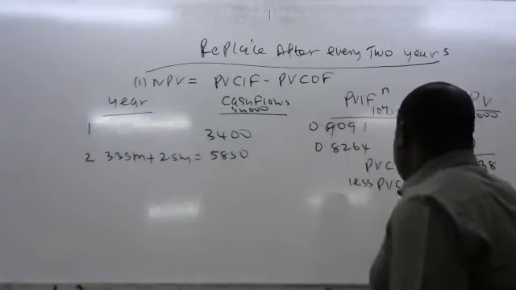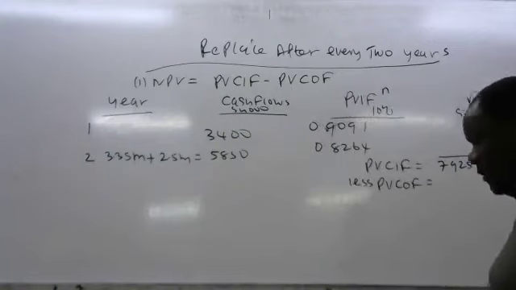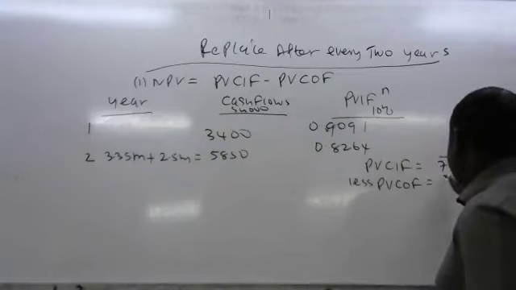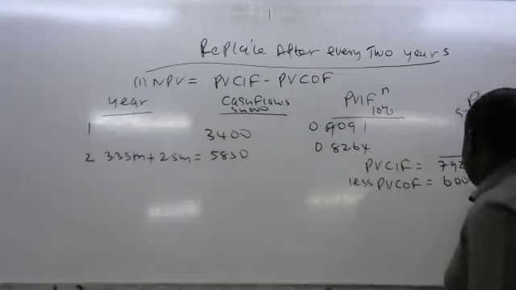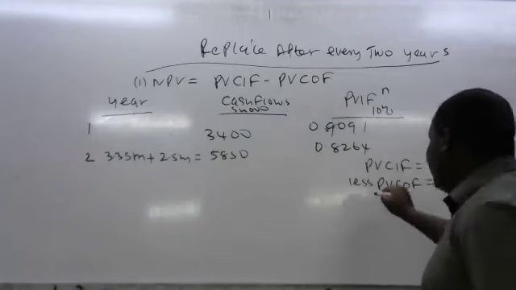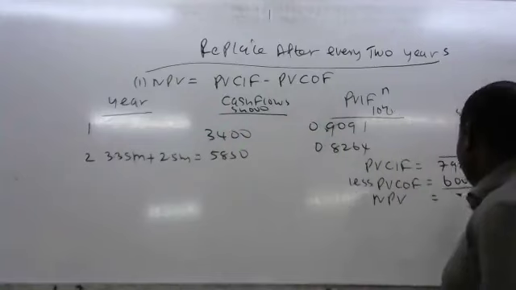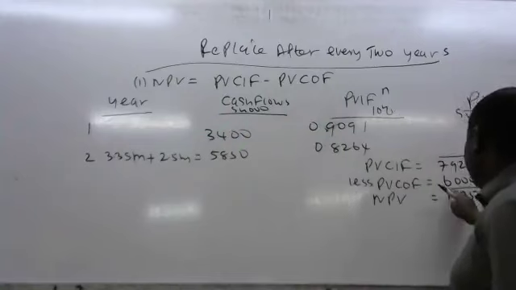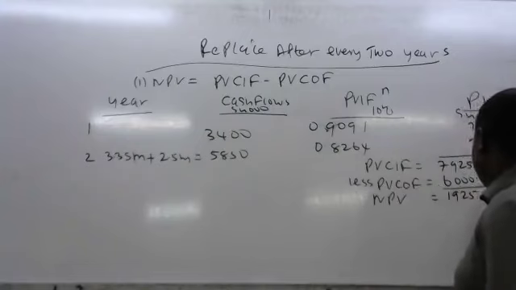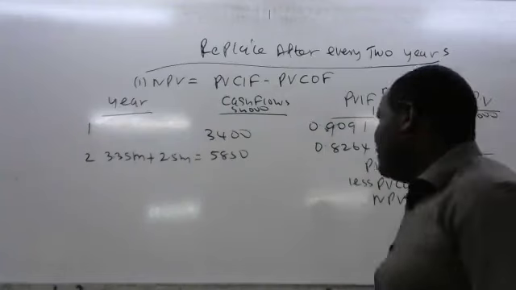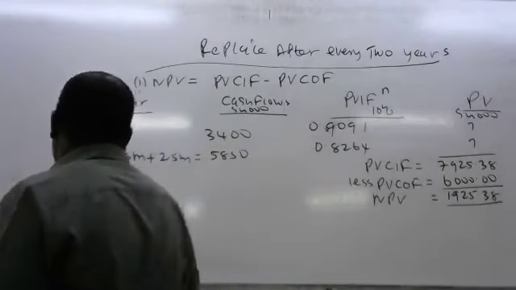present value for the cash outflows. Remember, it was 6 millions, so that you also come up with the NPV. NPV will be 1925.38, like that. So that is step number one.